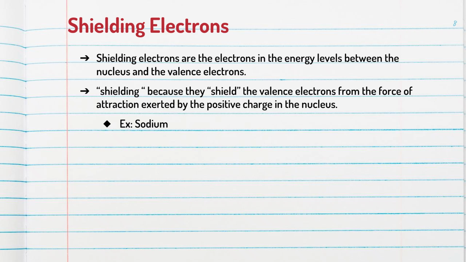Now that we've talked about Coulomb's law, let's talk about what shielding electrons are. Shielding electrons are electrons in energy levels between the nucleus and the valence electron. They are called shielding because they shield the valence electrons from the force of attraction by the positive charges of the nucleus. So let's take a look at sodium. Sodium has two shielding electrons on the inside, between its valence electron and the nucleus.